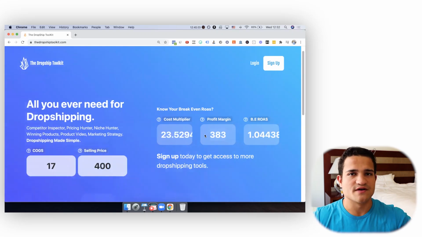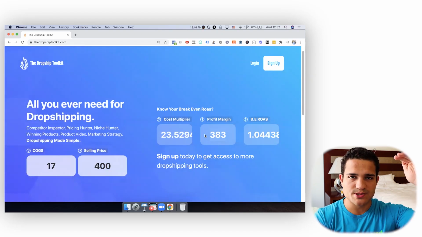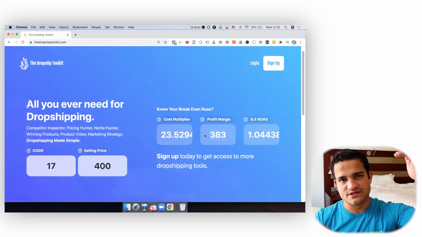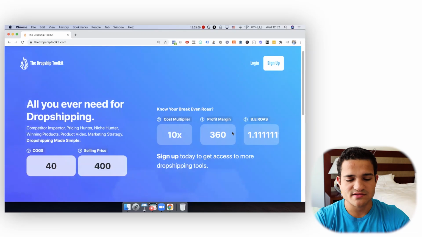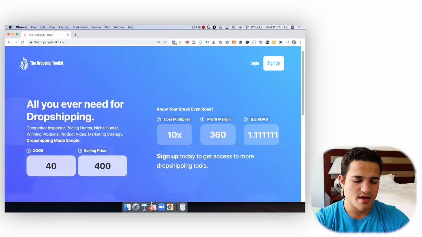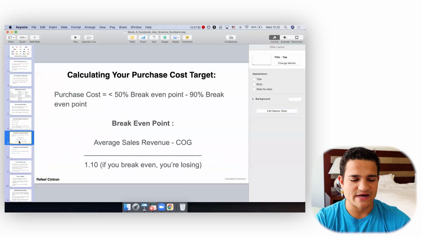So this is where the concept of if you spend more than your competitors, you're going to beat them comes from, because you have that ability of spending more money just by increasing your selling price or by lowering your cost of goods. If your cost of goods increases to, let's say, 40, now you have a lot less, 360. So that is how that all works. And I used to have this complicated cost per purchase target formula, but I don't use it anymore. I just use the toolkit.